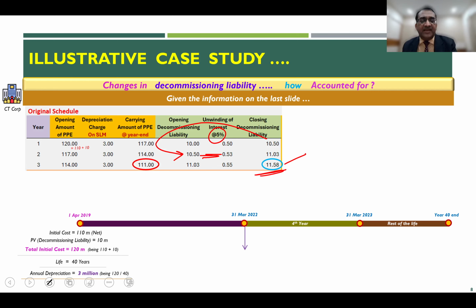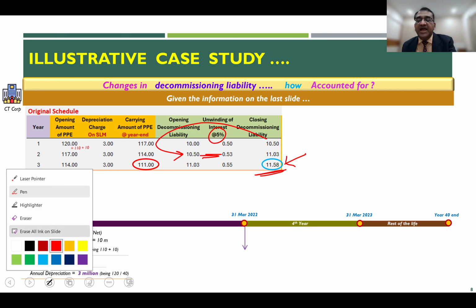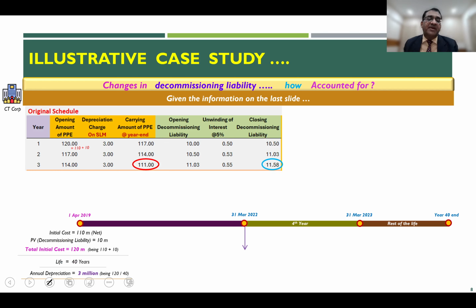This is the liability, which is as per the calculation if nothing would have happened. But then the case study tells you that there's a reduction of 5 million in the liability at this point in time. And also the value of the asset, excluding the decommissioning liability, has also changed. Let us see this. Let's bring those numbers here.